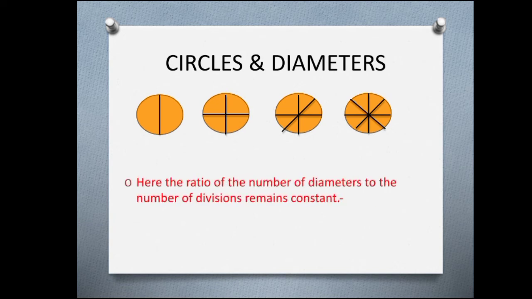Here the ratio of the number of diameters to the number of divisions remains constant: 1 upon 2, 2 upon 4, 3 upon 6 and 4 upon 8.